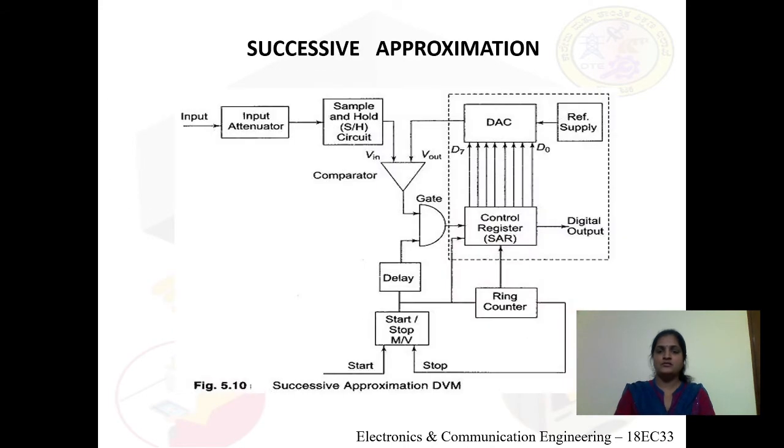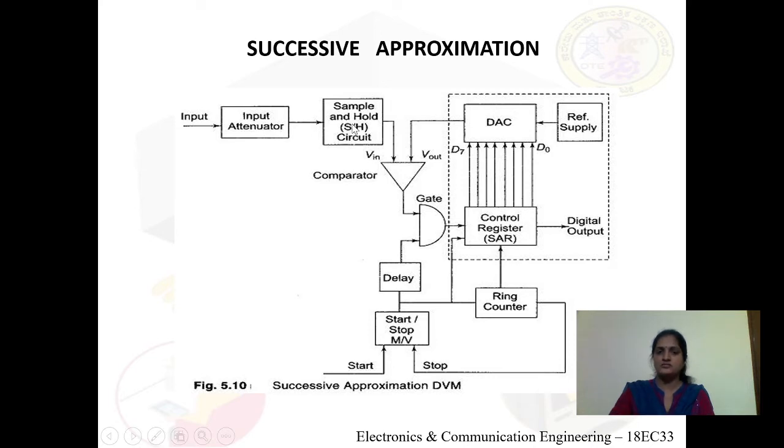This slide gives the information about the block diagram of a successive approximation DVM. In successive approximation, we keep on approximating the value of the input voltage which is to be measured until we succeed. This consists of important blocks. The first block is the input attenuator, through which the input is loaded. It attenuates or decreases the amplitude level of the input signal.